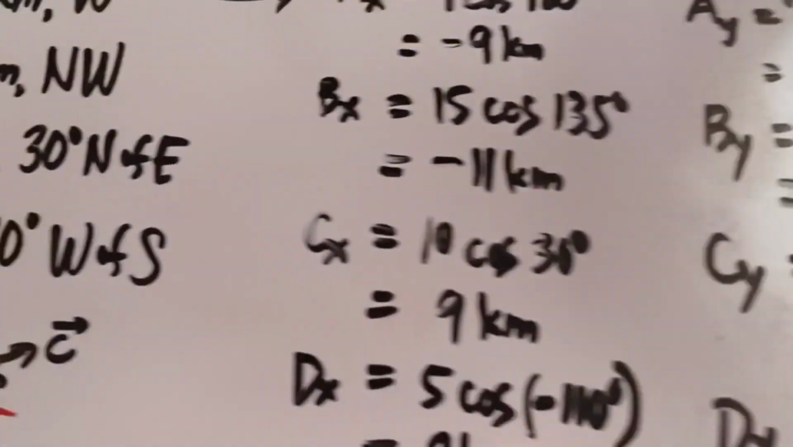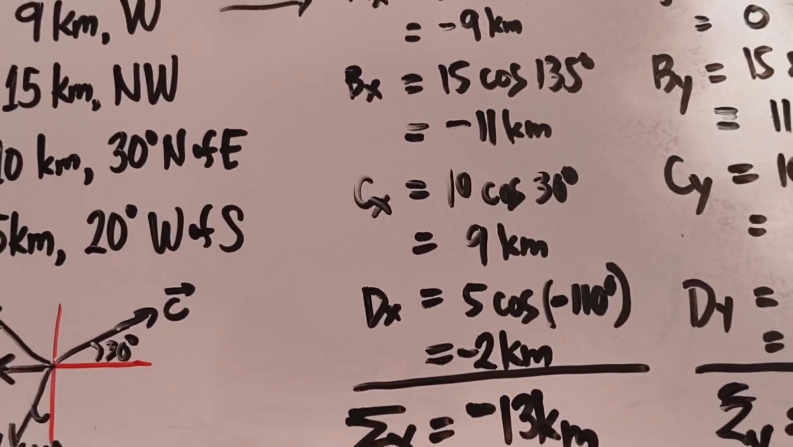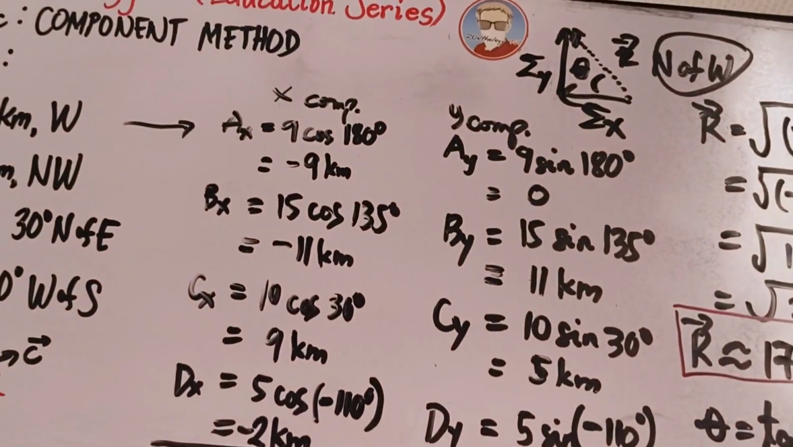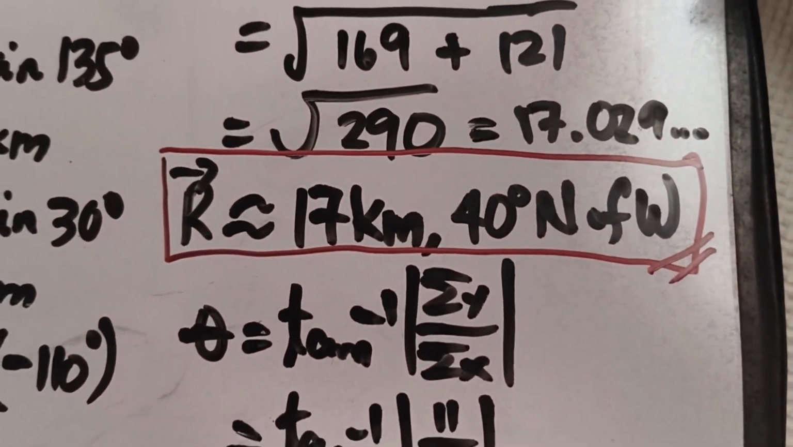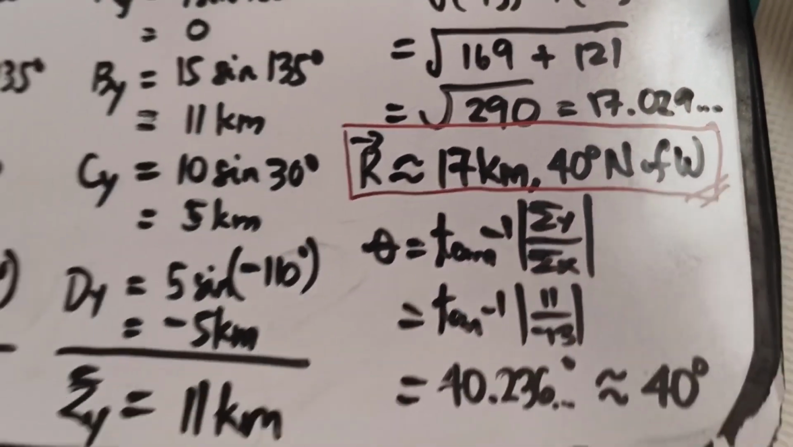Okay, so for the given vectors A, B, C, and D, in this case, using the component method, the resultant has a magnitude of 17 kilometers and directed 40 degrees north of west.